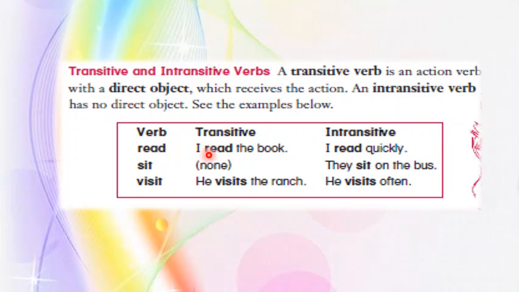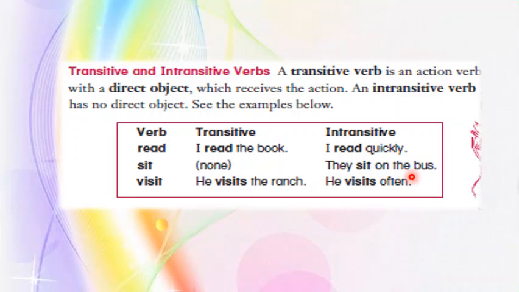Read. I read the book. I read quickly. In the first sentence, the book is a direct object, and it is used as a transitive verb. In the second sentence, I read quickly, there is no direct object, so here read is used as an intransitive verb. The next word is sit. Sit cannot be used as a transitive verb because we cannot use a direct object with this verb. So it has an intransitive position.